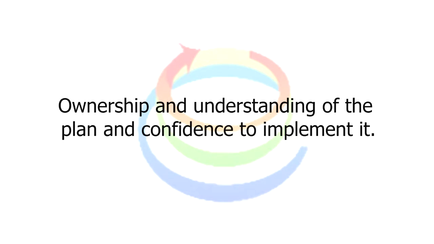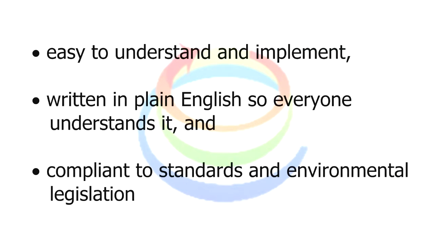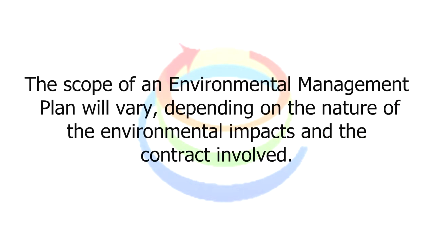The bottom line is to have a plan that is easy to understand and implement, written in plain English so everyone understands it, and compliant to standards and environmental legislation. The scope of any environmental management plan will vary, depending on the nature of the environmental impacts and the contract involved.